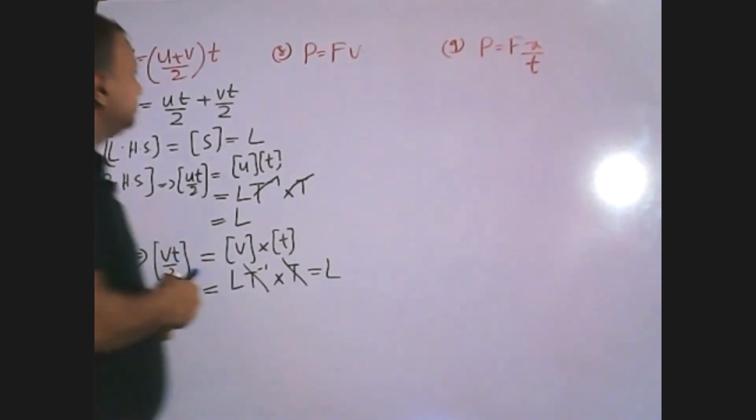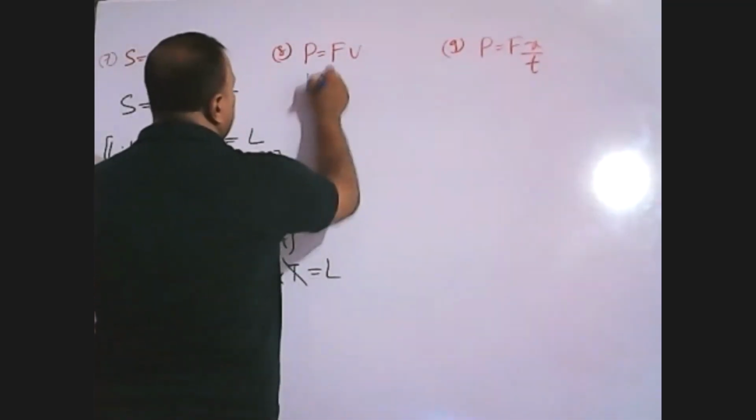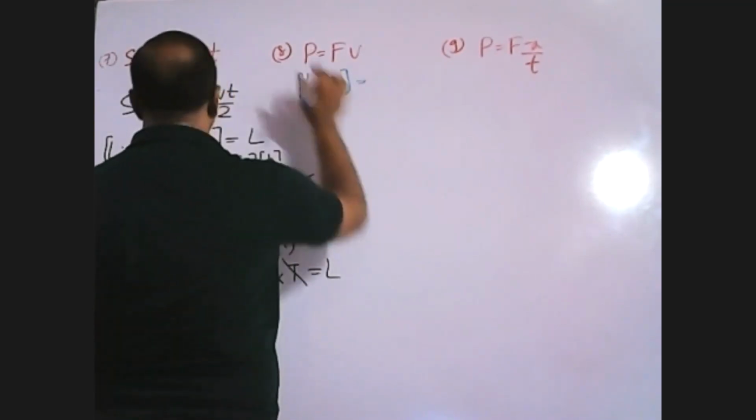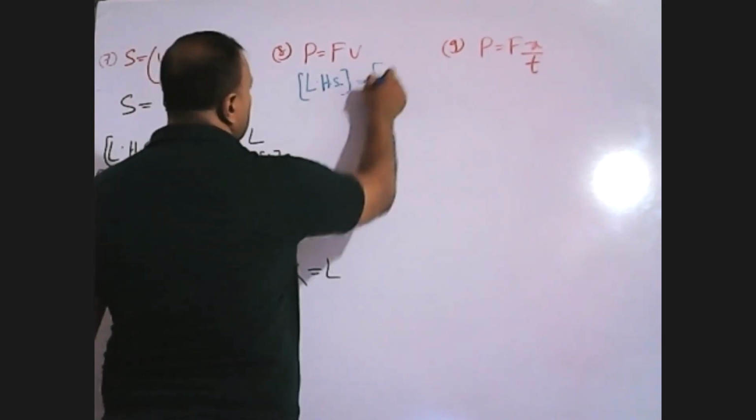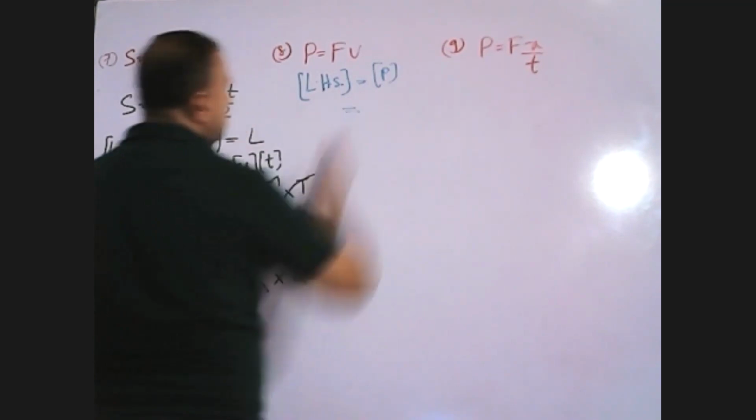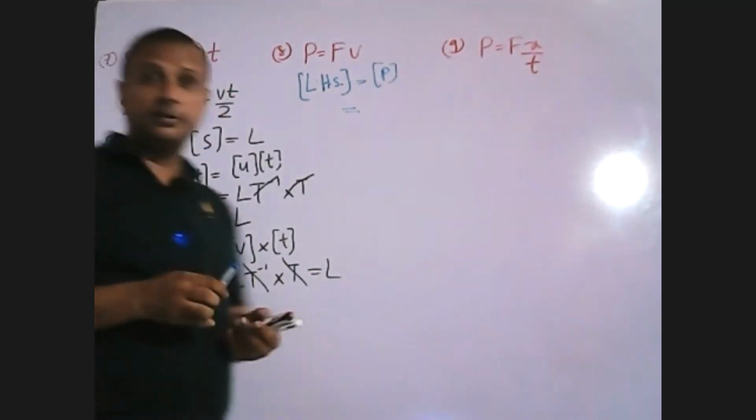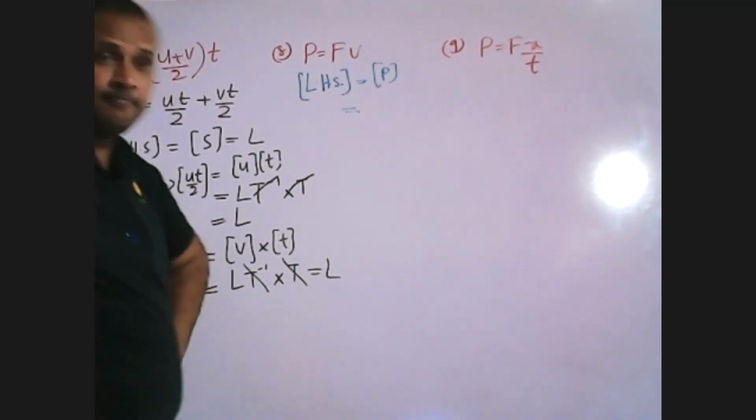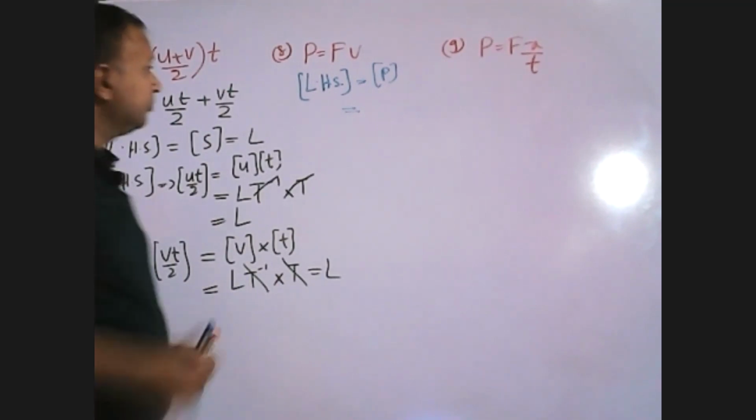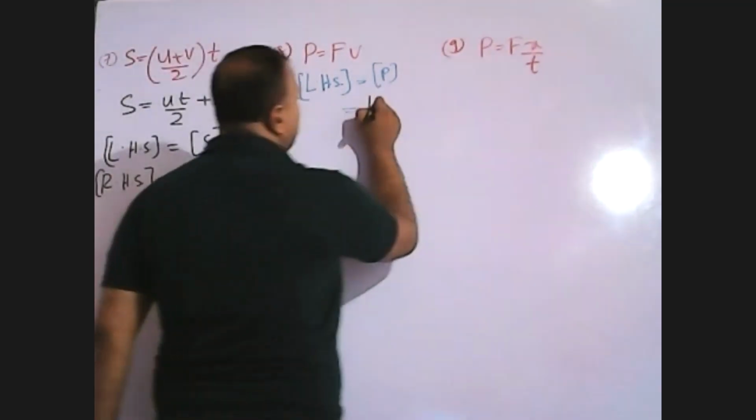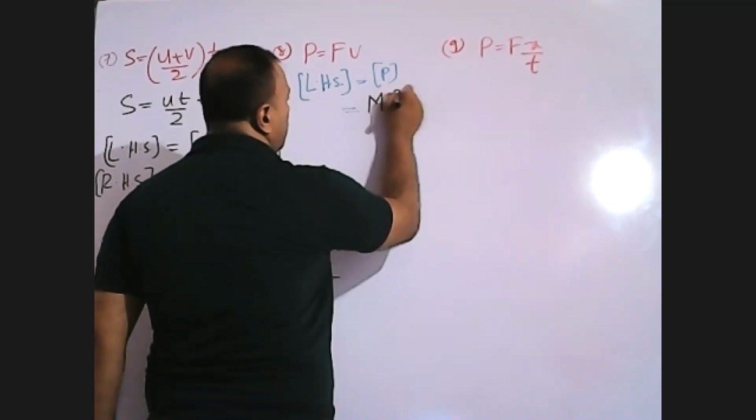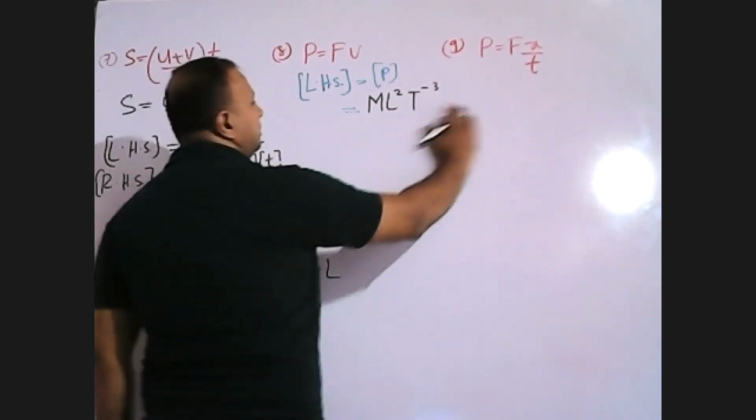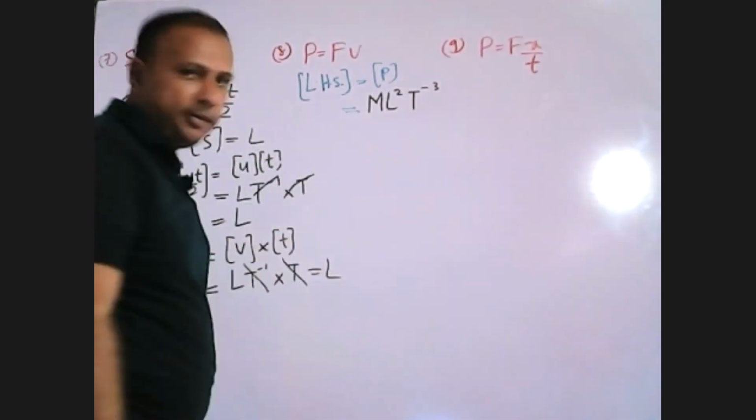This one. LHS. Dimension of LHS is equal to the dimension of power. What is the dimension of power? Dimension of power is equal to ML^2T^-3. Power is energy over time.